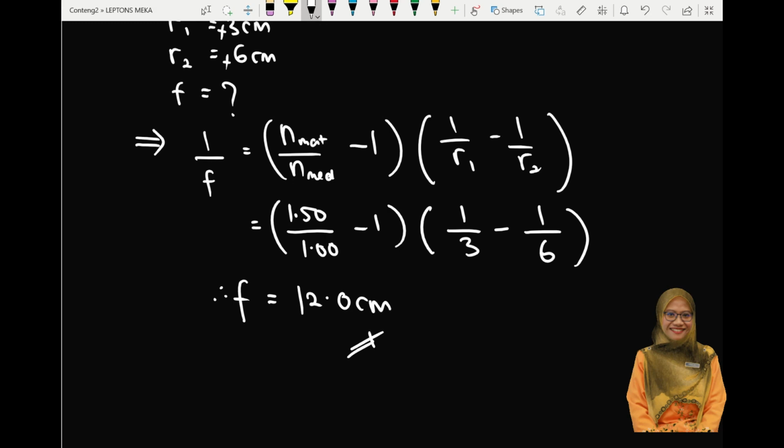So betul lah. We get the positive sign because of converging lens. So betul, calculation kita tu betul. Okay, that's all from me.